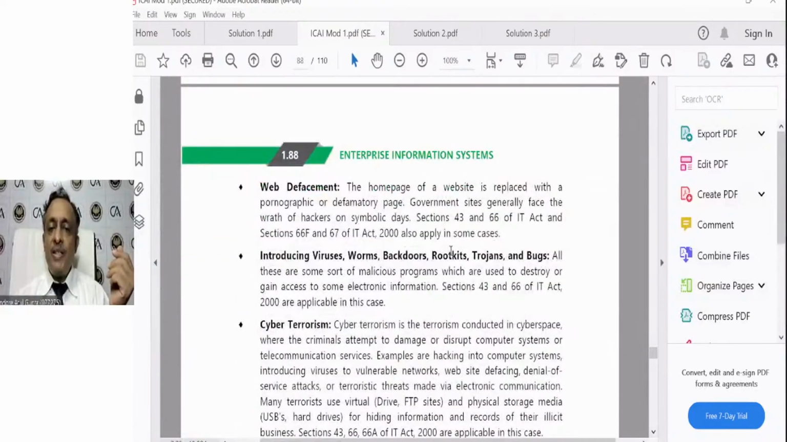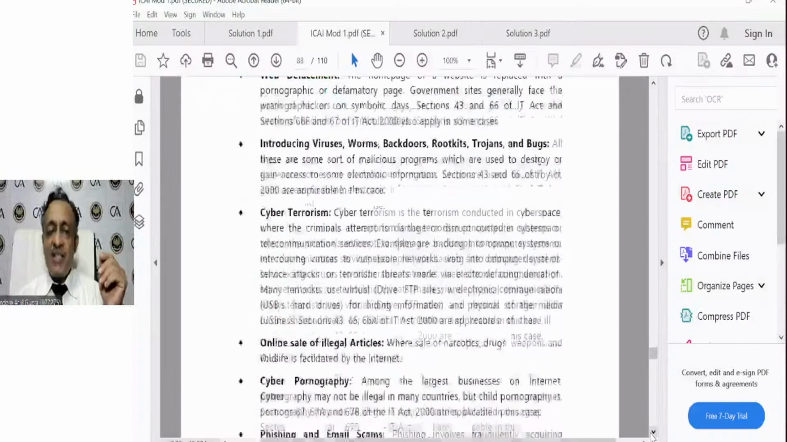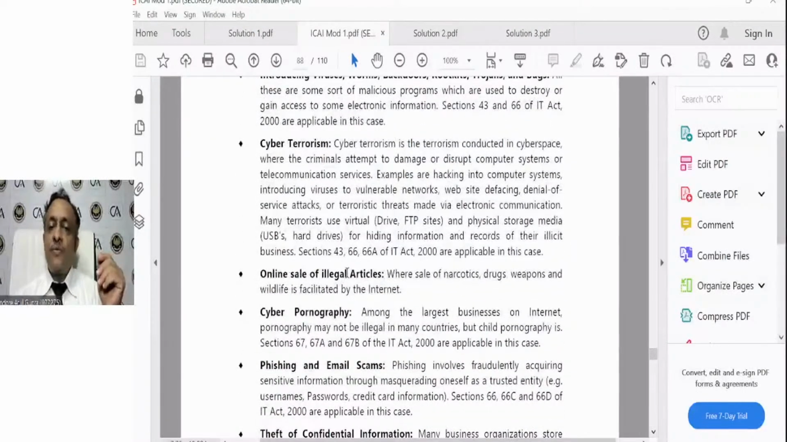Then website defacement, section 43, section 66, 66F and 67. Introducing worms, viruses, backdoors, rootkits, trojans, and bugs. These are types of malware, spyware. Section 43, section 66. Cyber terrorism, section 43, 66, 66A.